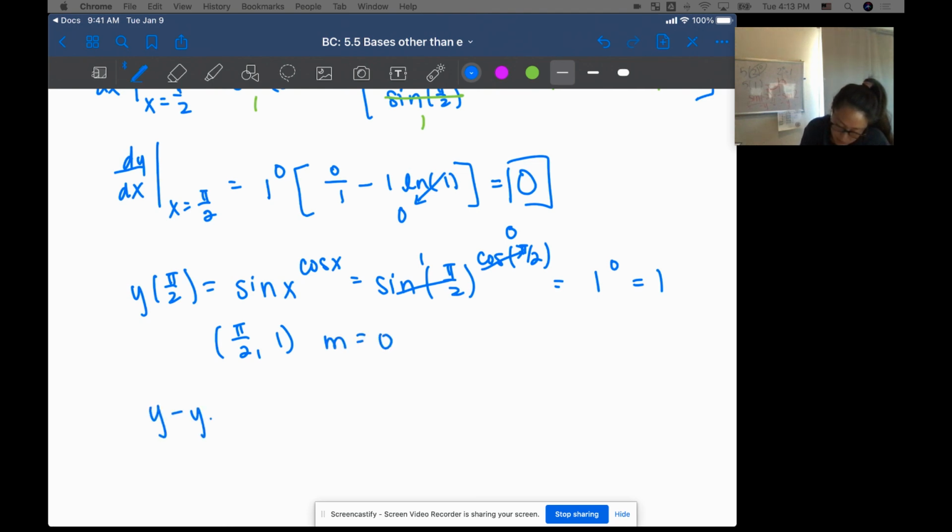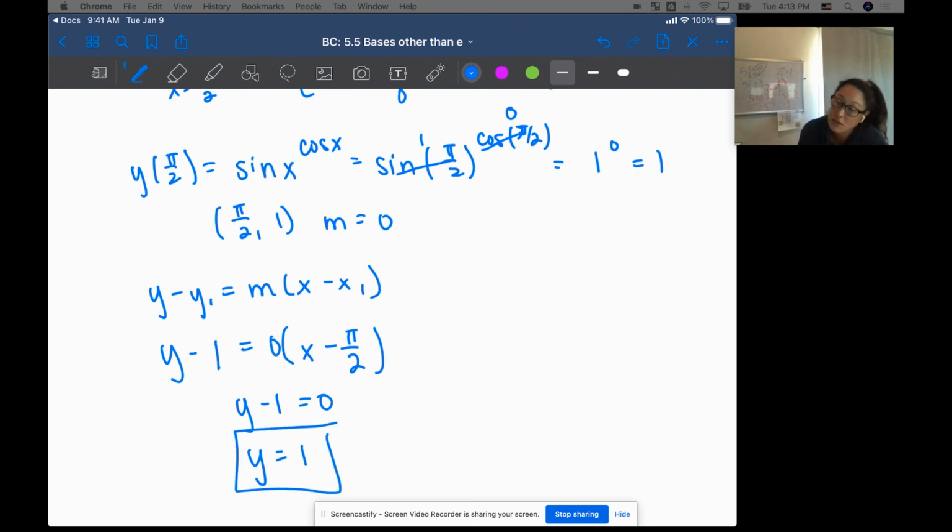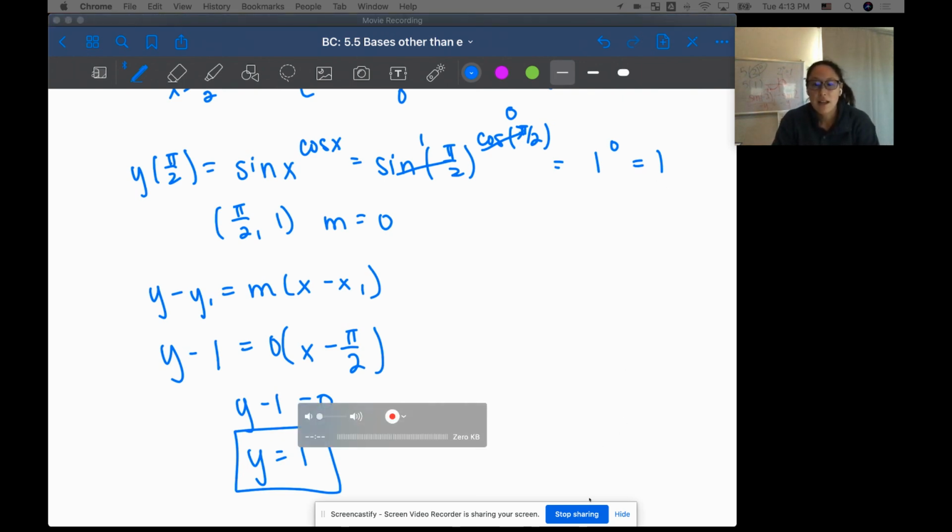So y minus y1 is equal to m times x minus x1. So y minus 1 is equal to 0 times x minus pi over 2. This is a lot of work to get that y minus 1 is equal to 0 and y is equal to 1. The tangent line is horizontal. That's it. All right.